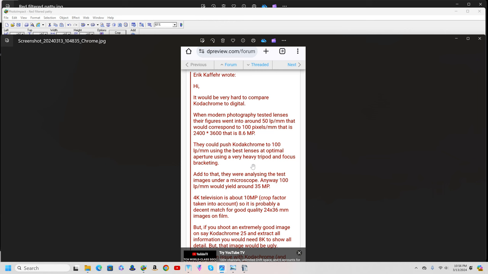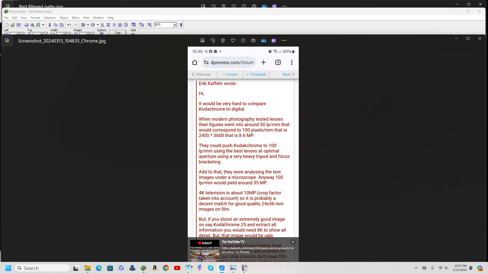Now, a 4K television is about 10 megapixels. Pay attention: 4K, 10 megapixels. This Kodachrome 2 would yield about 35 megapixels. So it is probably a decent match for good quality 24 by 36 millimeter images on film.